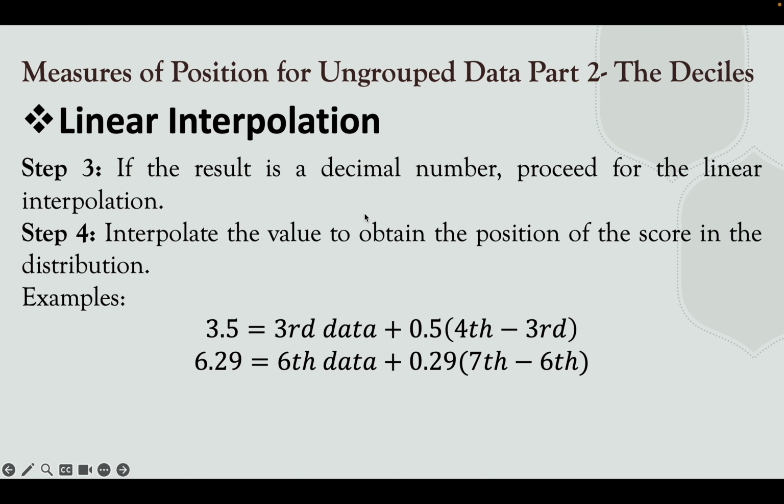For example, class, in your step number 2, the answer is 3.5. So you will use this pattern. The whole number is 3. That means the third data plus the decimal, which is 0.5, times the difference of the data in between 3.5, which is the fourth data minus the third data. Another example, we have 6.29. The whole number is 6. So that means the sixth data plus 0.29, that is your decimal, times the data between 6.29, which is the 7th data minus the 6th data.